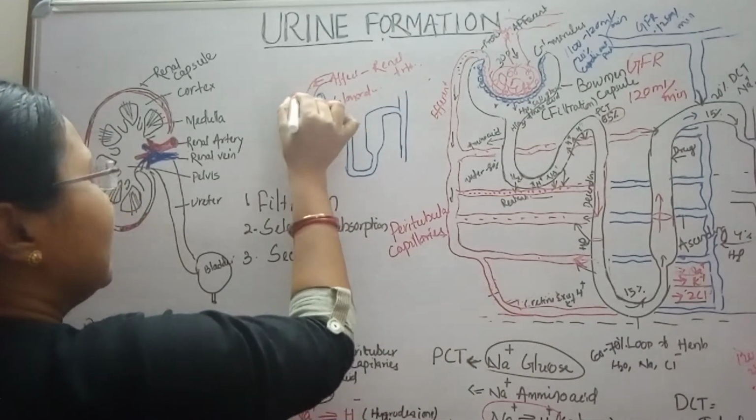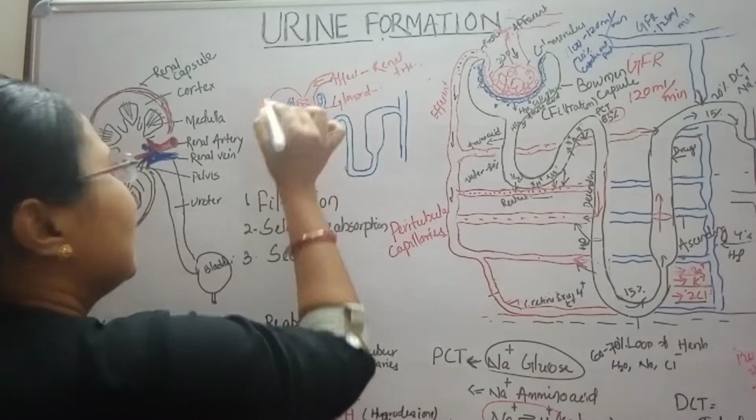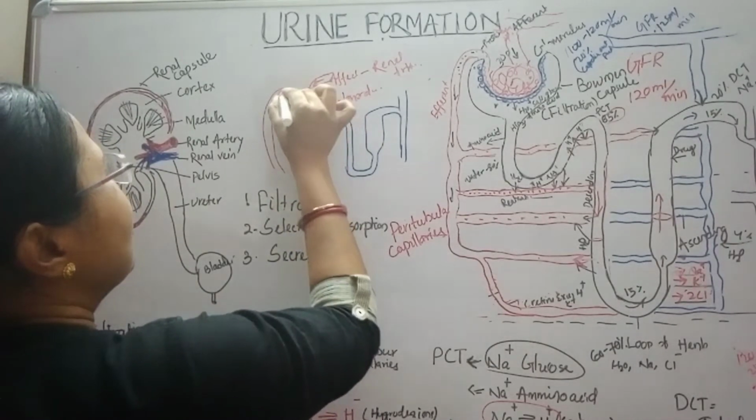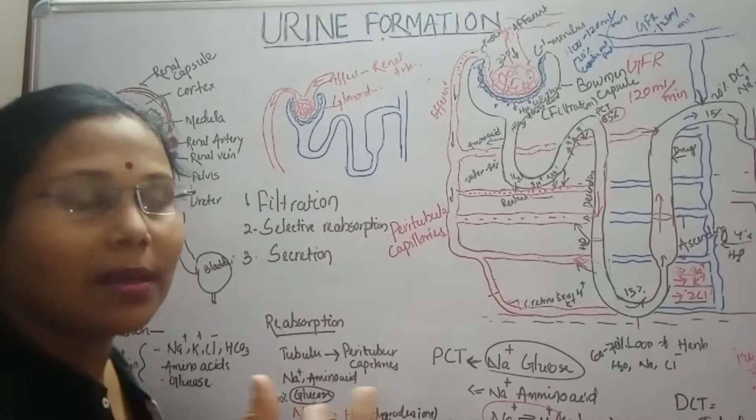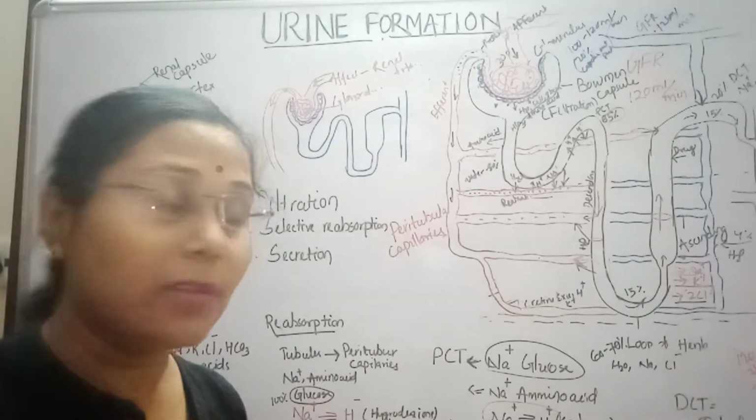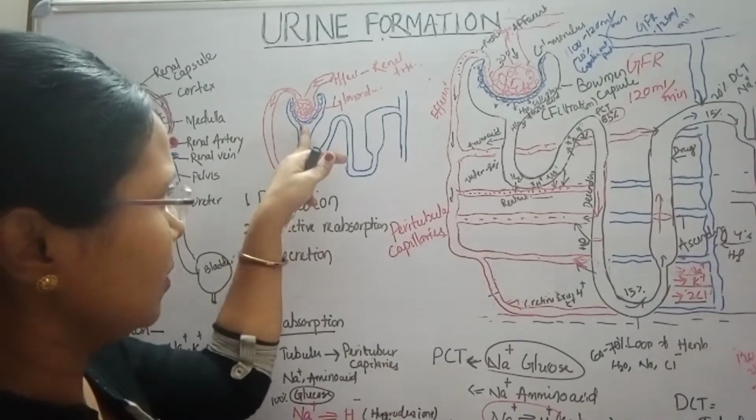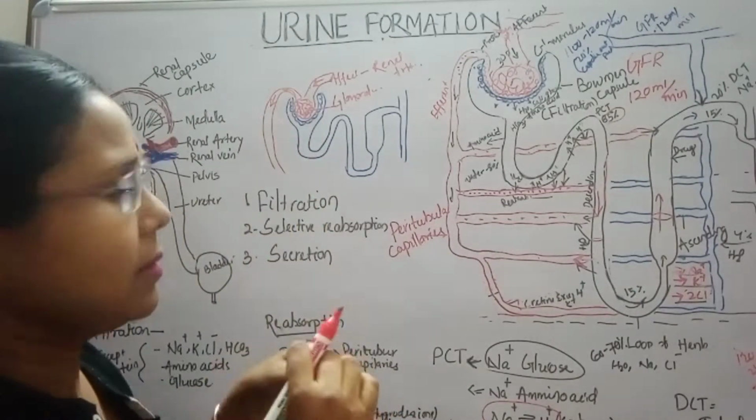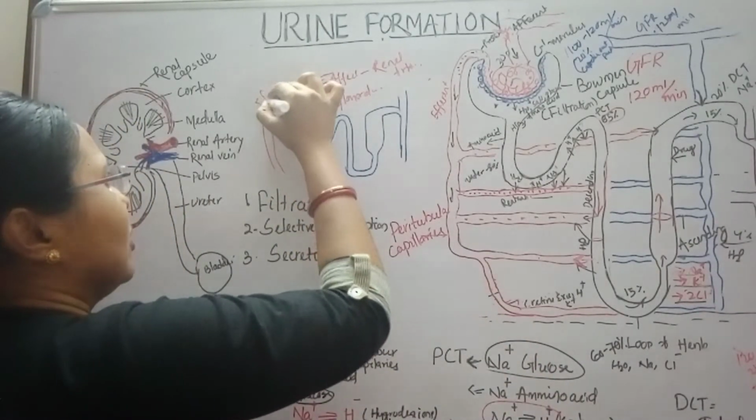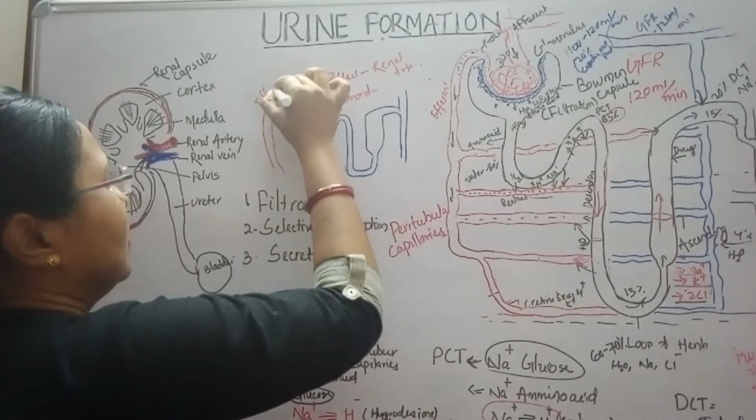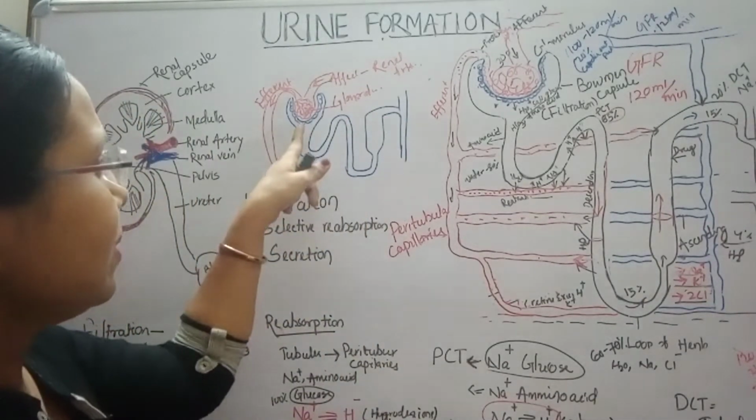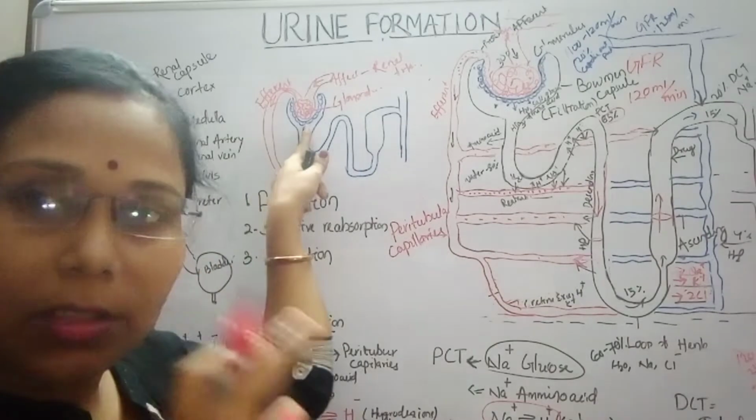Again, the efferent arteriole carries out the substances that are not filtered in the glomerular filtration. These substances are carried through the efferent arteriole. Why is this filtration called ultrafiltration?